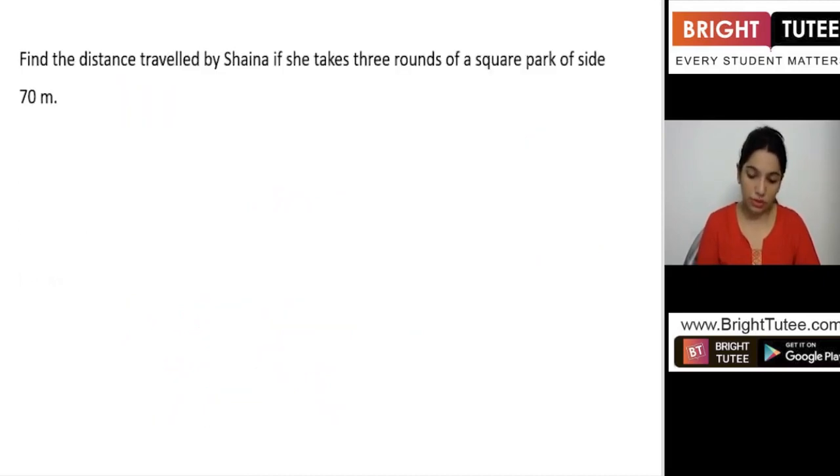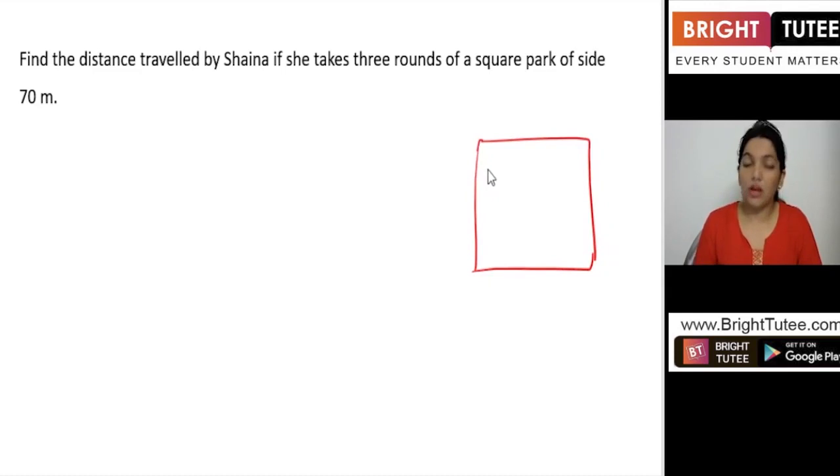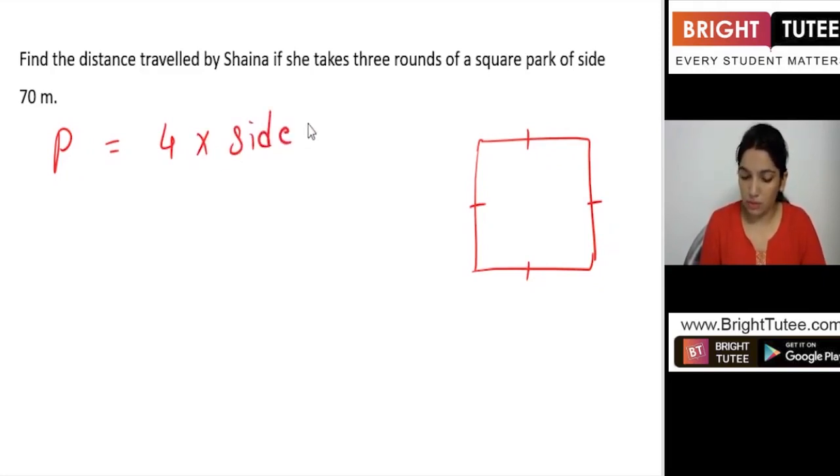Moving ahead to the next question. Here it says find the distance traveled by Shaina if she takes 3 rounds of a square park of side 70 centimeter. So now the shape that we are given is a square. I hope you remember the formula to find the perimeter of a square. Because a square has all 4 sides of equal length, the perimeter is 4 times the side. So here what is the side given to us? It is 70 meters. So let us write 4 times 70, and this is in meters.